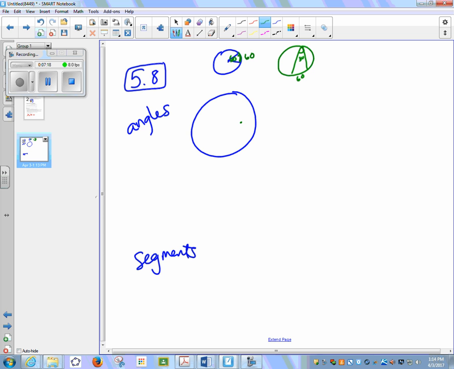But what if it's just randomly floating around the middle of the circle somewhere, not in the center, but somewhere inside the circle? Then we said the angle measure is equal to 1/2 add the arcs, x plus y. So when the vertex is inside the circle, you're adding the 2 arcs.